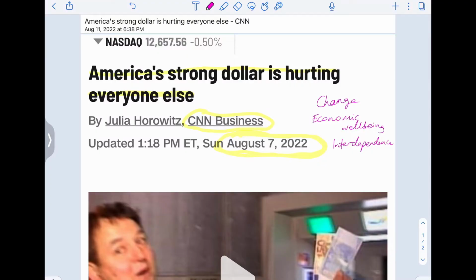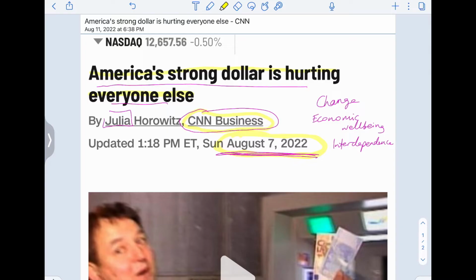Hi everyone. So I'm actually really excited to share this article with you because it's a great real-world example that can be used for many concepts in the global economy unit as well as the macroeconomics unit. And I'll talk to you about that in a minute. This article is called America's Strong Dollar is Hurting Everyone Else, and it was published by CNN Business on August 7th, 2022. Okay, the writer is Julia Horowitz, so I'll just make sure I refer to her as the writer from now on.